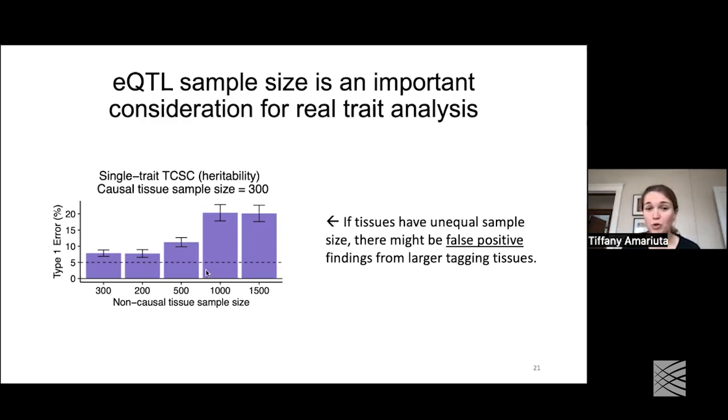So in practice, what we do is we try to downsample tissues to have the same number across a lot of tissues without having to throw away a lot of tissues that just have really small sample size, and try to meet in the middle. So in practice, what we use is a cutoff of 320 individuals, which is, like I mentioned earlier, around the average sample size of GTEx.